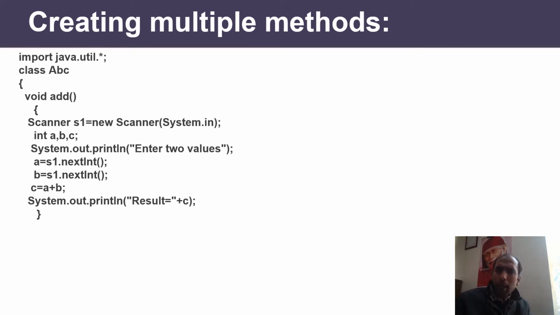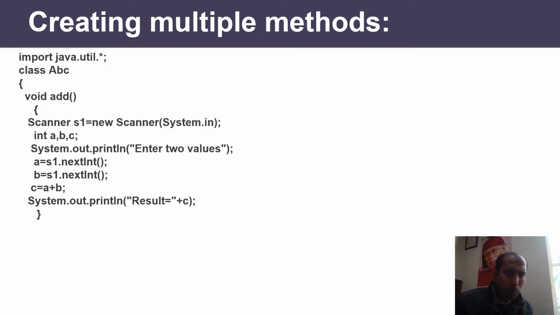Now I'm going to create one more class. Let's suppose I have created a class ABC. I have imported the util package because I want to take the value from the user. So I have instantiated the scanner class object. I have told you about the scanner class in the previous session in detail. I created 3 variables inside the void add method. Now variable scope: whatever variable you are creating inside the method has a local scope, meaning these variables can be accessed within the method only. So these variables A, B, C can be accessed within this add method.